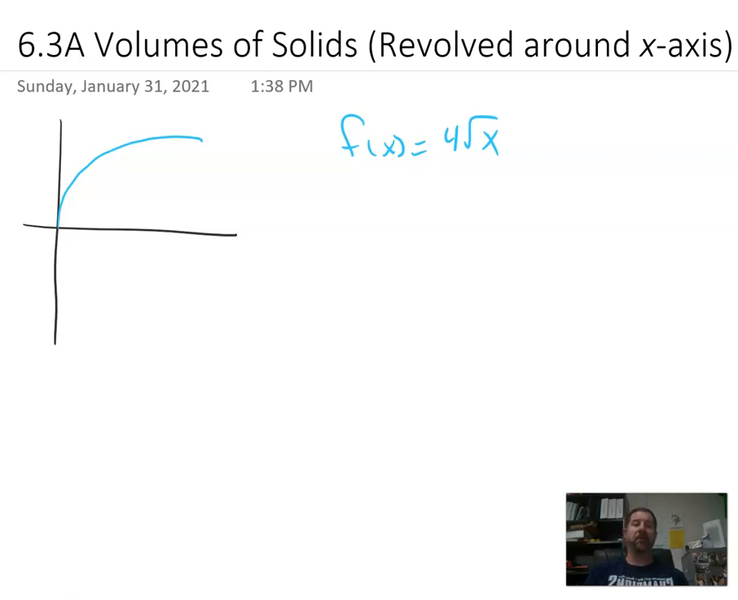Today we're talking about volumes of solids of revolution, and we're going to revolve our functions today around the x-axis. So in our first example here, we're dealing with 4 root x, this graph right here, and we're going to want to take this and revolve it around the x-axis.